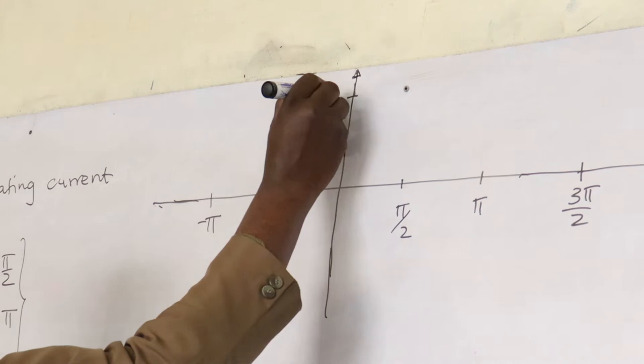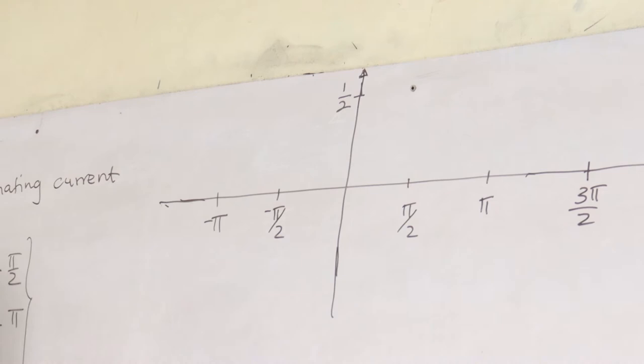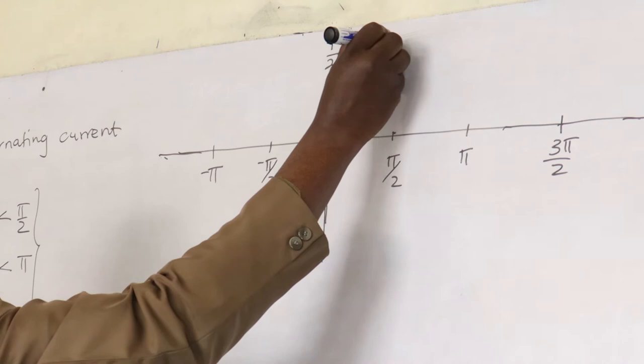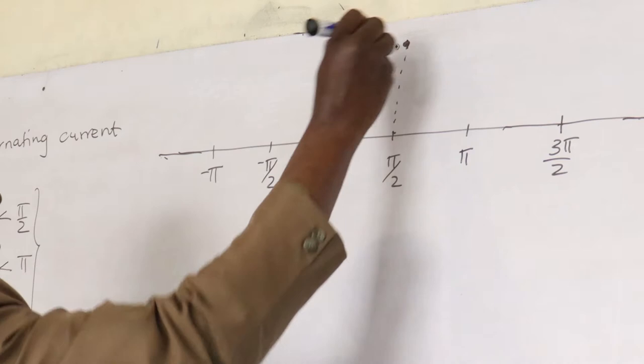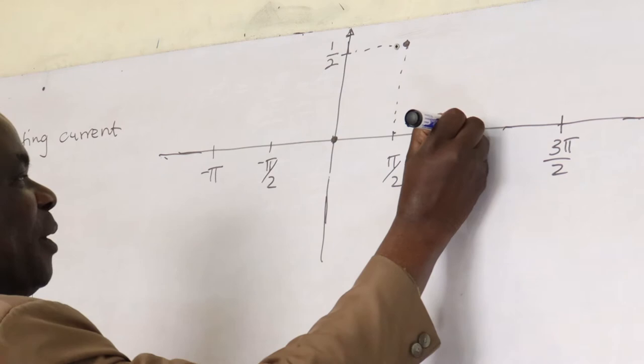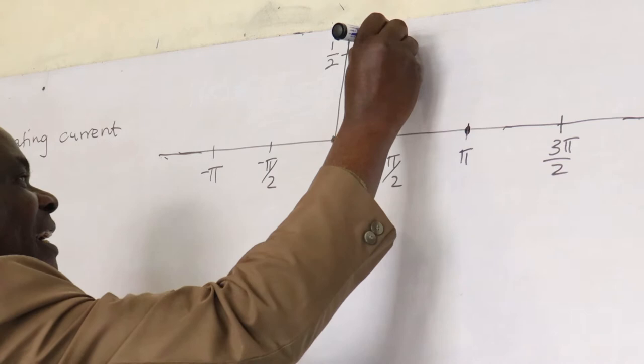Just a sketch. So point 0, 0 is this point. Point pi all over 2, a half is somewhere there. That's point pi all over 2, a half. Now point pi all over 2, a half is the same point. Point pi, 0 is this point. That is point pi, 0. Then we join them by a straight line.